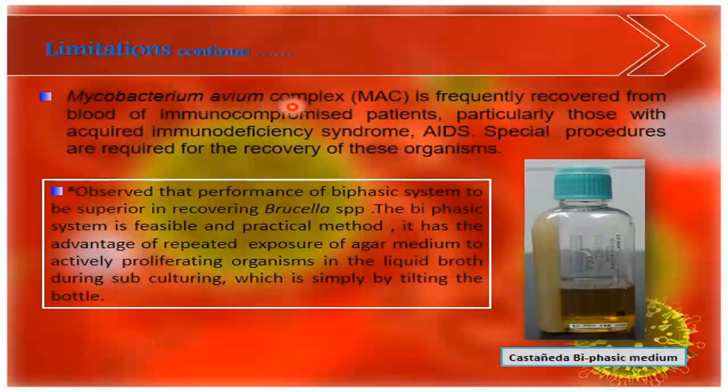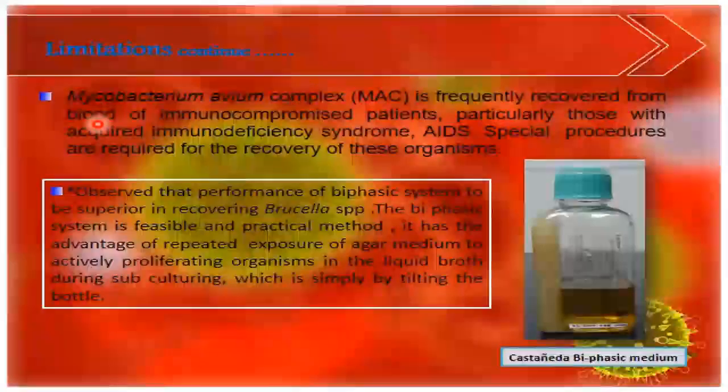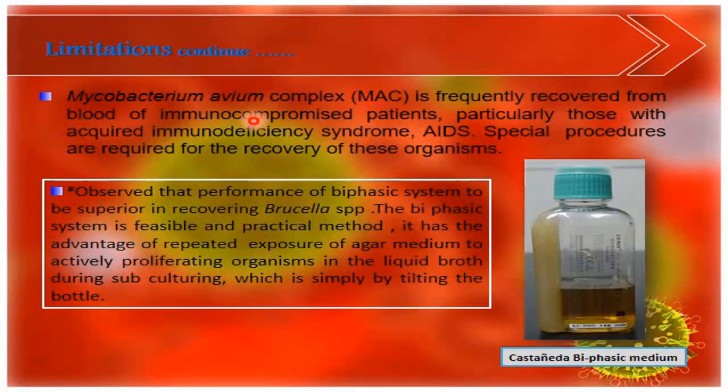Mycobacterium avium complex is frequently recovered from the blood of immunocompromised patients. In immunocompromised patients, we can easily find Mycobacterium avium, particularly those with acquired immunodeficiency syndrome, AIDS. Special procedures are required for the recovery of these organisms.